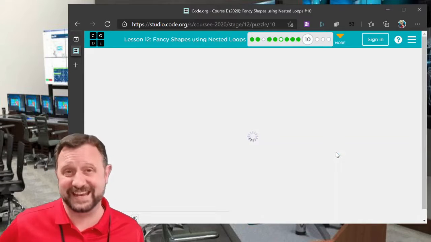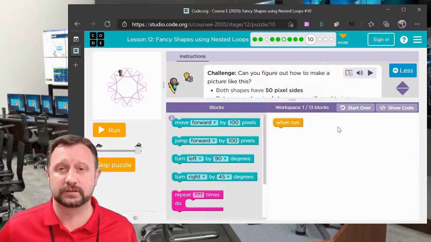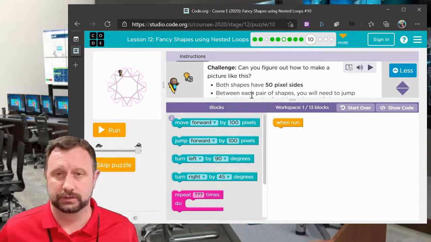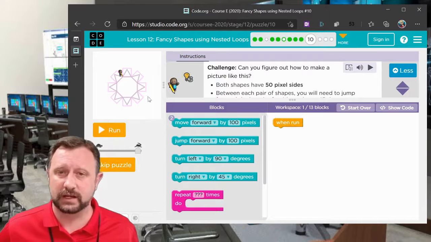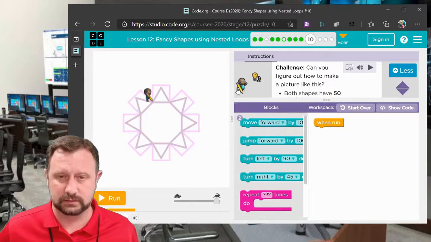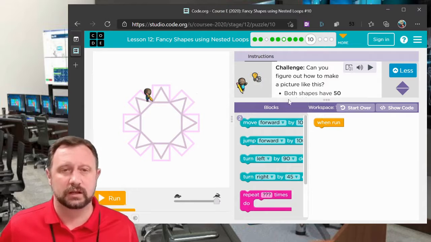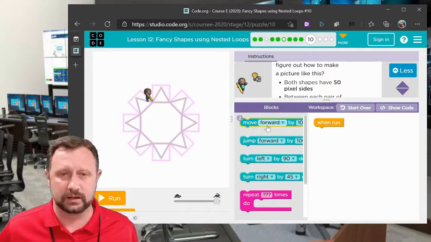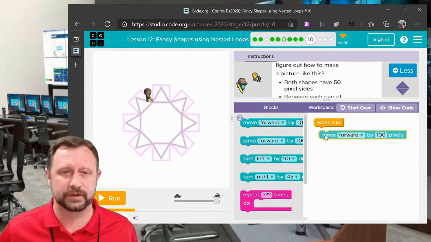Puzzle number 10. Let's see what we do. Challenge puzzle. Whew. Can you figure out how to make the picture like this? Yikes. Well, if I take a closer look at it, it kind of looks like it's two shapes, wouldn't you say? Kind of looks like it is a square and a triangle. Let's build one shape first.